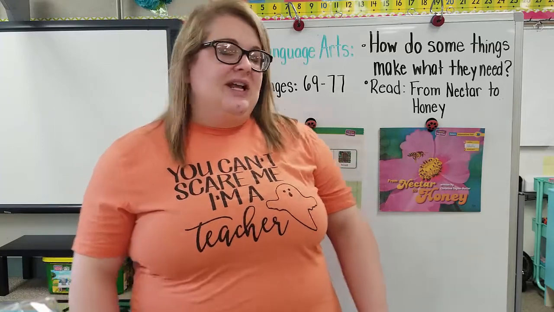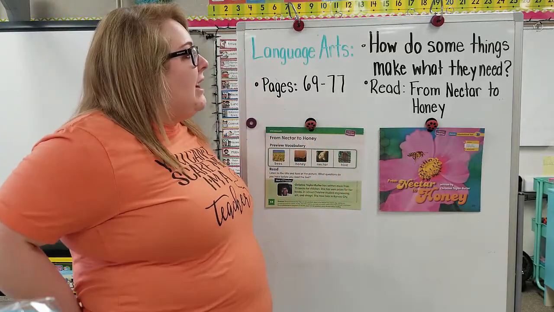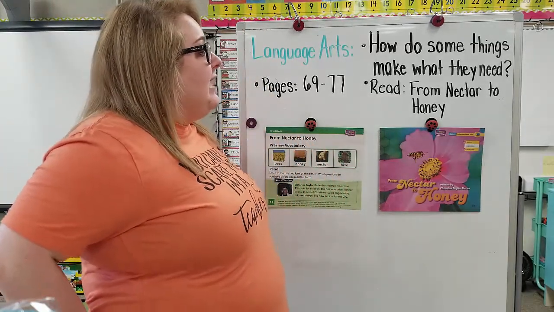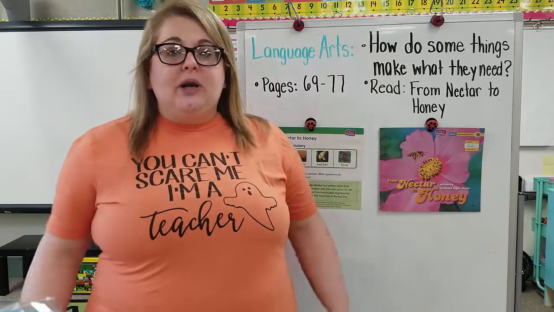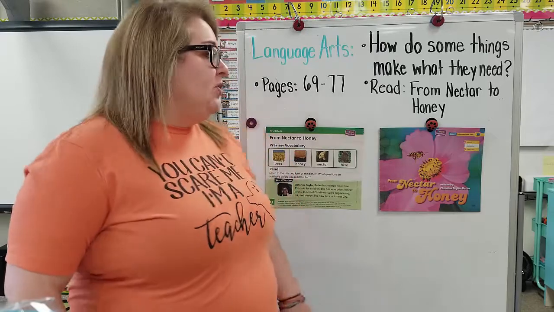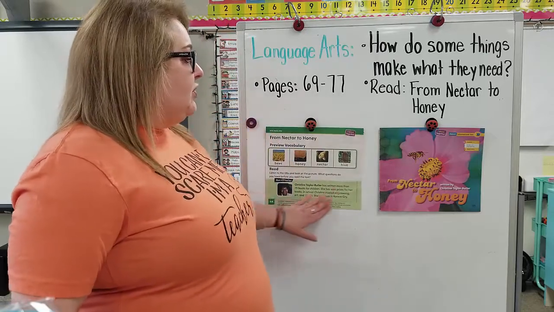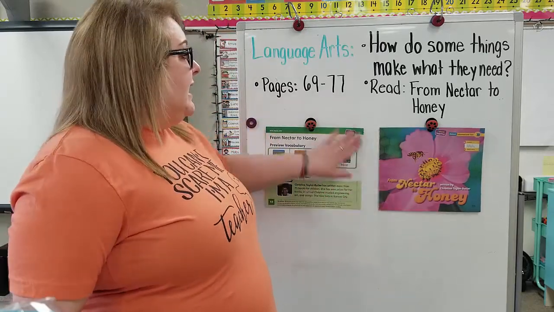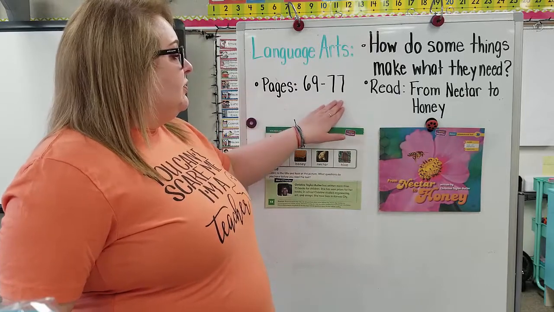Okay, let's get started. So our question this week is, how do some things make what they need? So how do certain animals, plants, bugs make things that they need? So we'll be looking at that. We're going to be looking at the story From Nectar to Honey on pages 69 through 77.